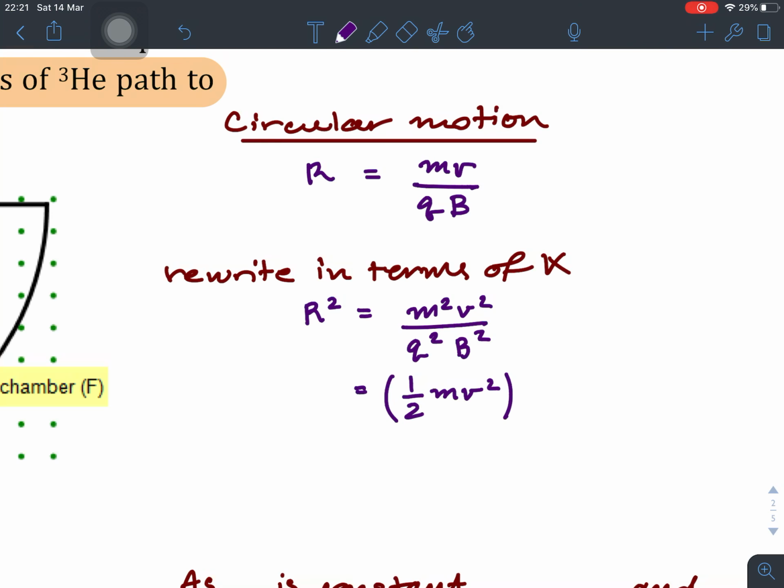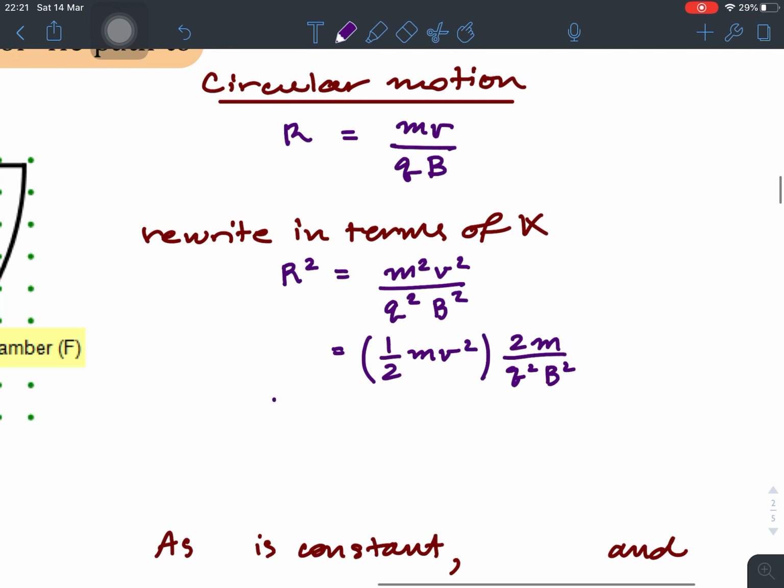Then we have another m here from m squared v squared, and when we put the half, or 1 over 2, here, we need to multiply this expression by 2. So we have 2m, and the rest of the equation we have q squared and B squared. So we have r squared equals K, or kinetic energy, times 2m, so it's 2mK over q squared B squared.